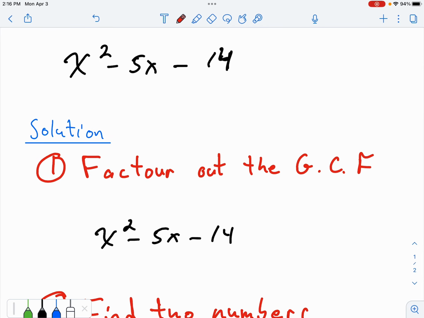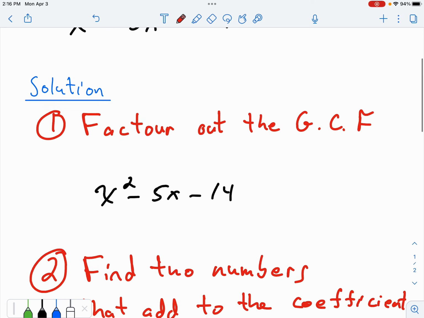And for those that don't know what the greatest common factor stands for, it's the number or the expression, more like a better way of saying it, that divides all of these terms. So what's the largest expression that divides out x squared minus 5x and minus 14? And the only thing that would do that is 1.